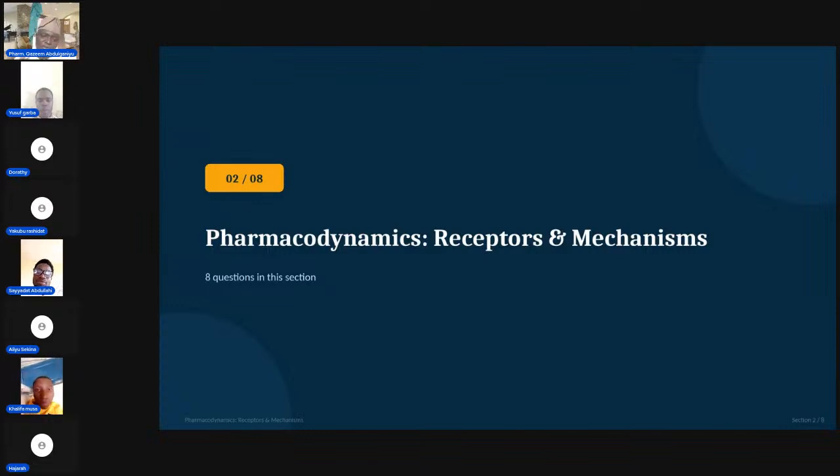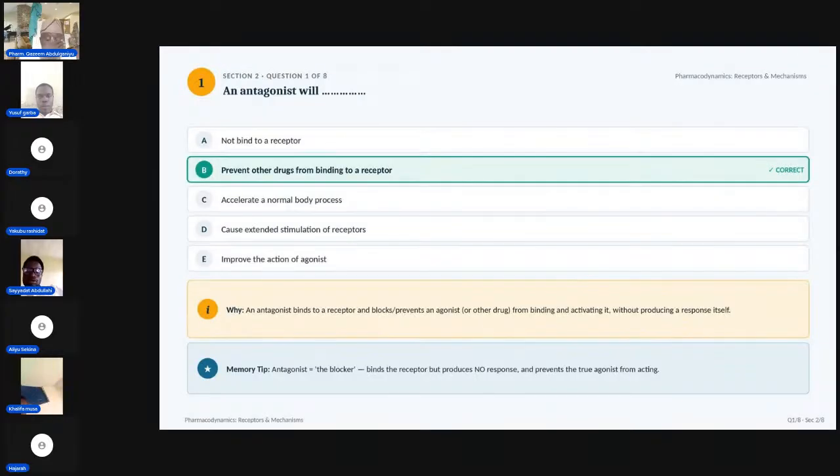Now we're going to the pharmacodynamic questions. Here we have only 8 questions. So the first one says an antagonist. If you say somebody antagonizes you, that means the person is an opponent. He's opposing you. Just use that word.